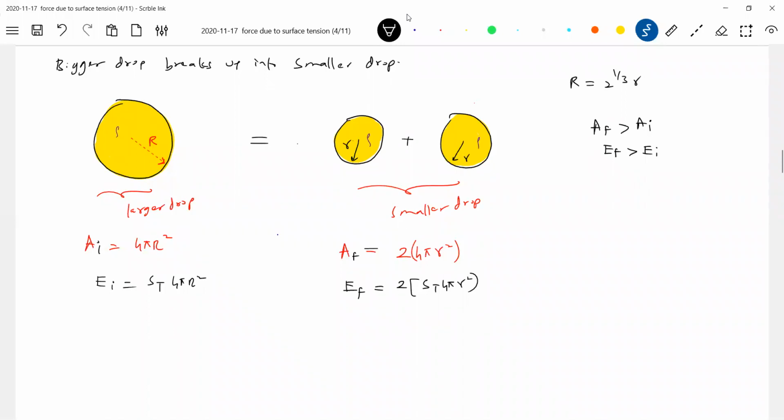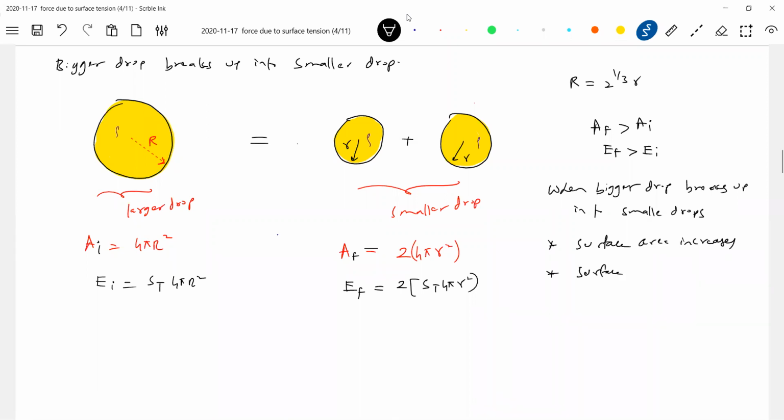If a bigger drop breaks up into smaller drops, surface area increases. When a bigger drop breaks up into smaller drops, what will happen? Surface area increases. Surface energy increases. Then what happens? Energy is absorbed by the system. What is the system? The liquid. So from where should that energy come? From the atmosphere. These drops will take the energy. Okay, fine. So this is some basic conclusion we should have.